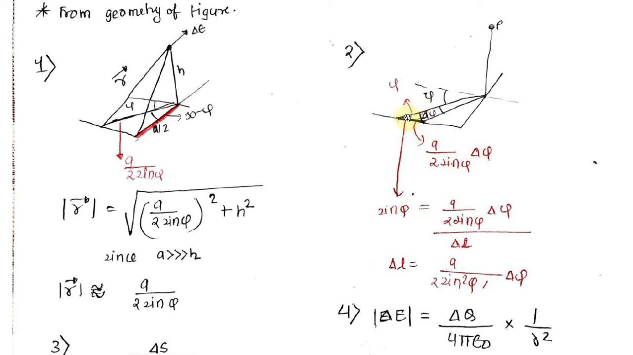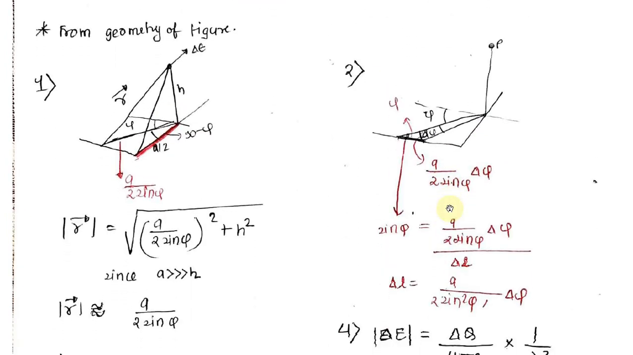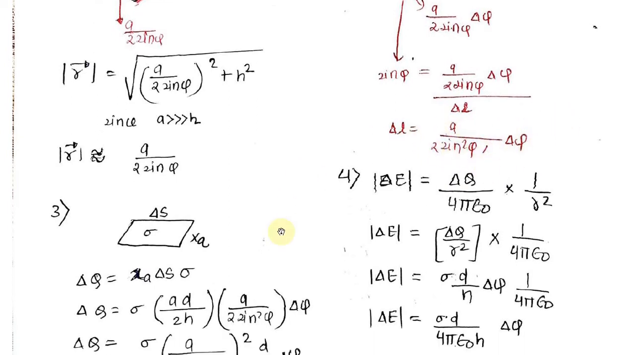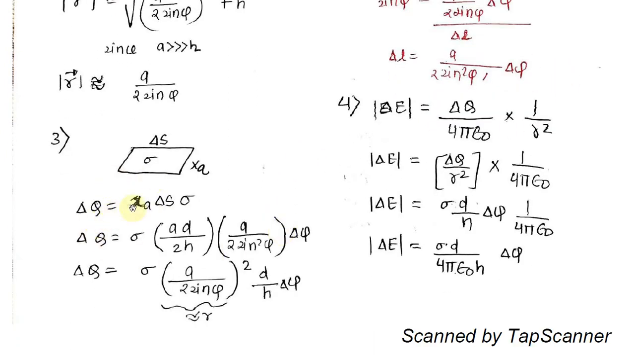So here it is again delta psi, because of parallel lines, psi here, also psi, and here also psi. So a by 2 sin psi delta psi, and from here I can say that sin psi is a by 2 sin psi delta psi and the edge length delta L. So from that result I will be able to get delta L is equal to a by 2 sin square psi del psi.